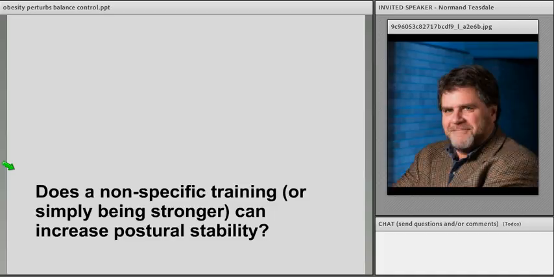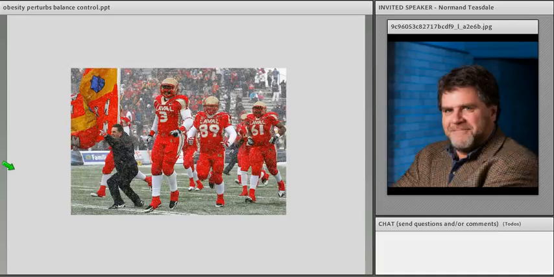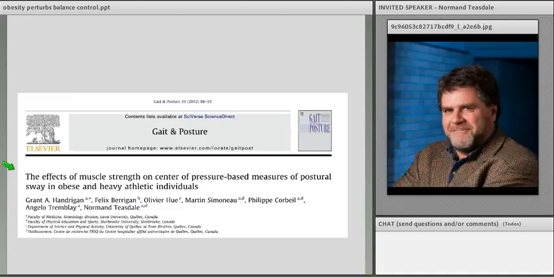People kept asking us, well, yes, but maybe it's because these individuals are not trained. If you train them, maybe they'll sway less. We could have trained these individuals, but we thought it would be simpler to take a group of individuals that are actually heavy and sometimes obese, but already train themselves. We are in America. We have an American football team at my university. Some of these guys are quite big and they train a lot and they're quite strong. So we thought we could use them for a study, and that's what we did.